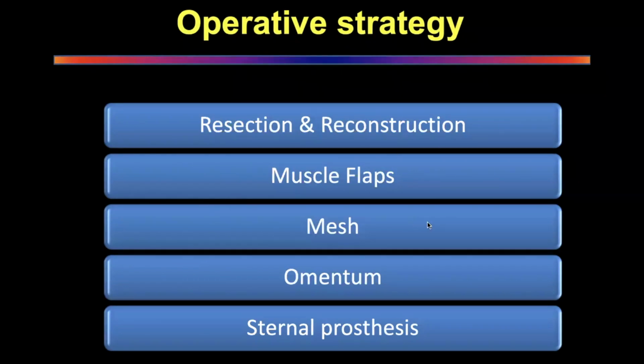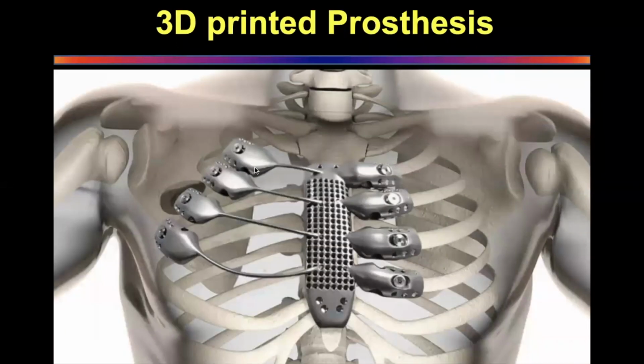You can use muscle flaps. You can use mesh. Various types of meshes are available. You can use omentum to fill in the gap, or you can use sternal prosthesis. These are the newer type of sternal prosthesis, which are 3D printed, specific for the patient and specific for the disease. And this is one talk I will give in this series, reconstruction of the chest wall. It's a large topic.